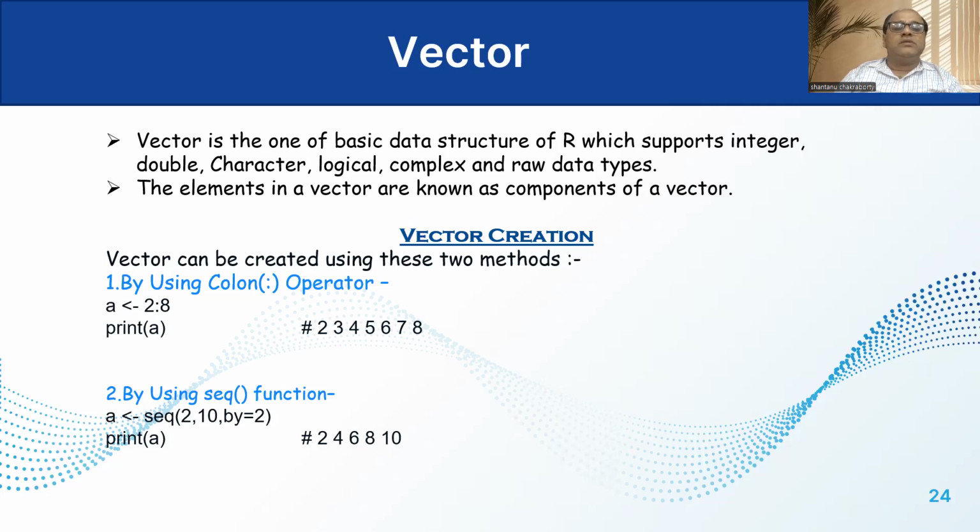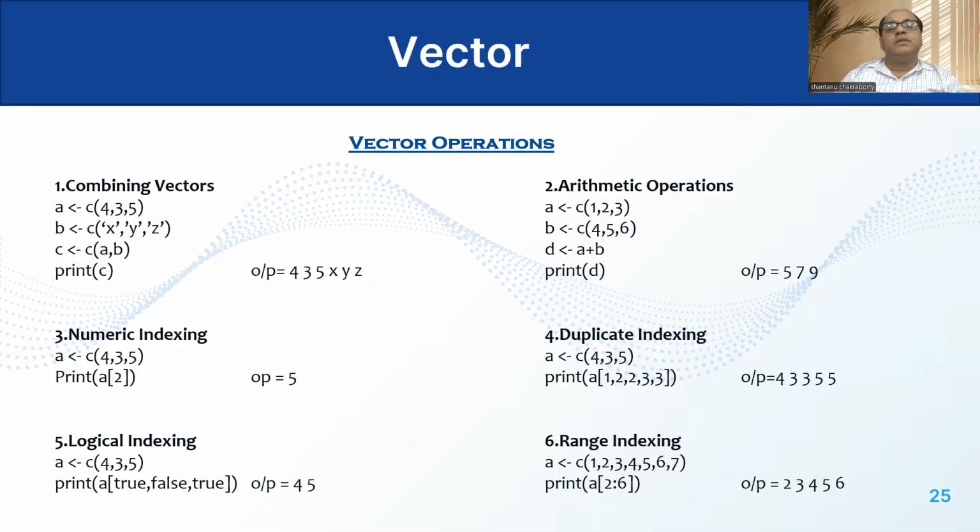We can use a sequence by virtue of which we can create a vector. So the vector will display the numbers in a given order or a sequence, one after another. These are a few examples of vectors that we use in our programming, where we can combine one or more vectors. We can perform arithmetic operations on these vectors. We can use numeric indexing on the vector. We can provide logical indexing on the vector. We can use range indexing on the vector, or we can use duplicate indexing in the vector. So these are the various operations that we can perform on a vector.